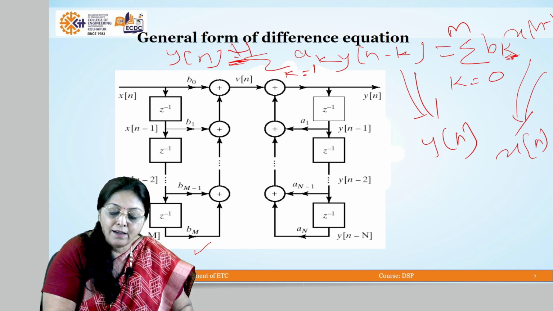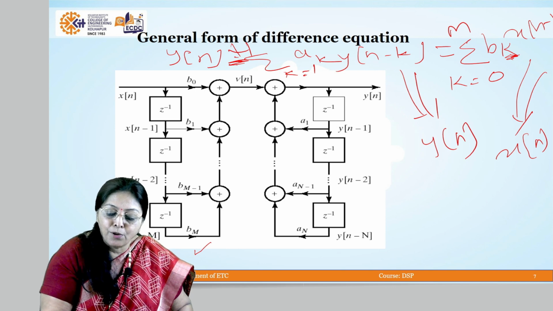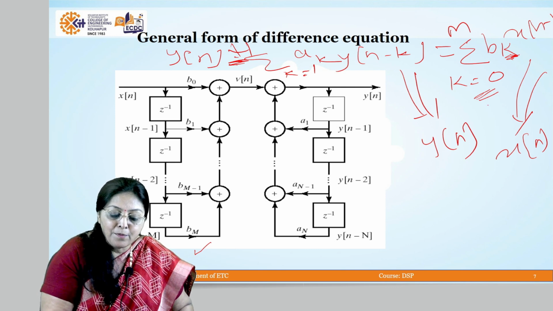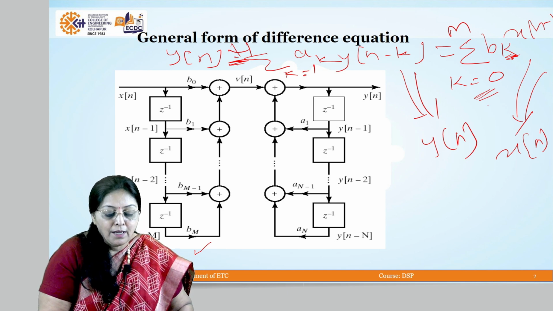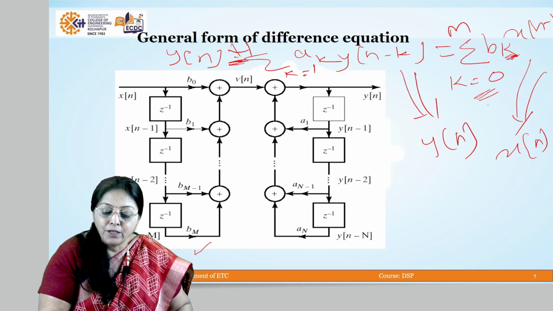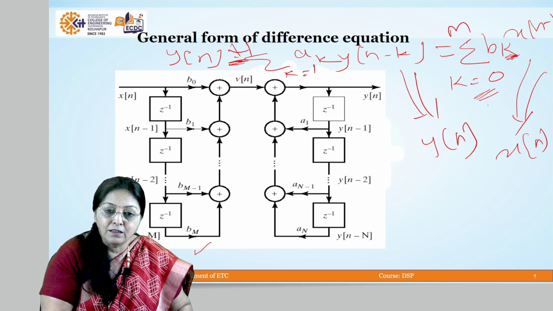b0 is directly attached. There is a summation symbol, so with this summation we use an adder at every place. So, b0 x of n plus x of n minus 1 into b1 plus x of n minus 2 into b2, and so on, up to x of n minus m into b of m. This relates to the input x of n on the right side of the equation.